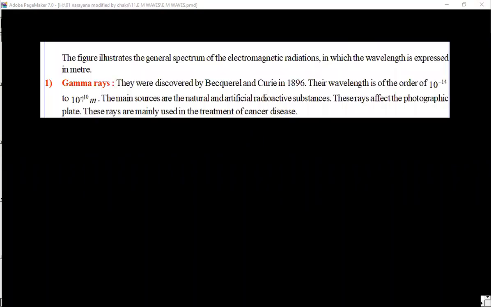First one is gamma rays. You can see here. They were discovered by Becquerel and Curie in 1896. Their wavelength is of the order of 10 power minus 14 to 10 power minus 10 meter, which is there in the above diagram. The main sources are the natural and artificial radioactive substances. These rays affect the photographic plate, and these rays are mainly used in the treatment of cancer disease. So whatever we are learning now, they may ask you a 2-mark question on this. So you have to read this theory carefully. Next one, that is X-rays.